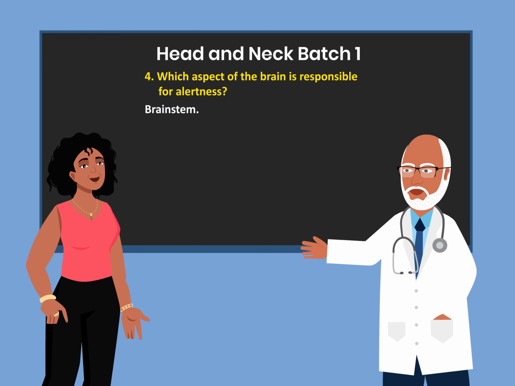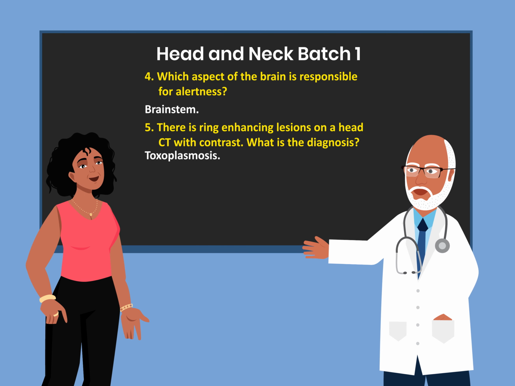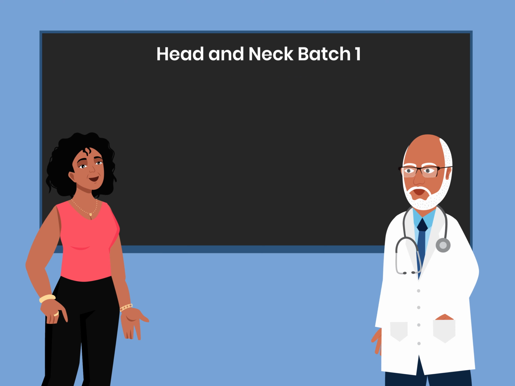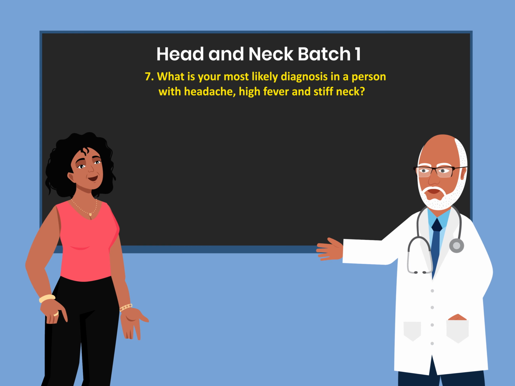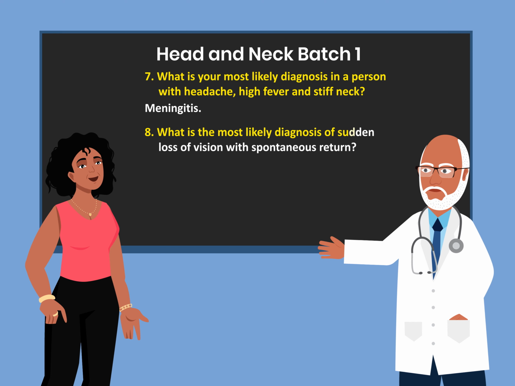The brainstem. There is ring-enhancing lesions on a head CT with contrast. What is the diagnosis? Toxoplasmosis. Where would the lesion be in the brain if the patient has bilateral hemianopia? The optic chiasm. What is your most likely diagnosis in a person with headache, high fever, and a stiff neck? Meningitis. What is the most likely diagnosis of sudden loss of vision with spontaneous return?